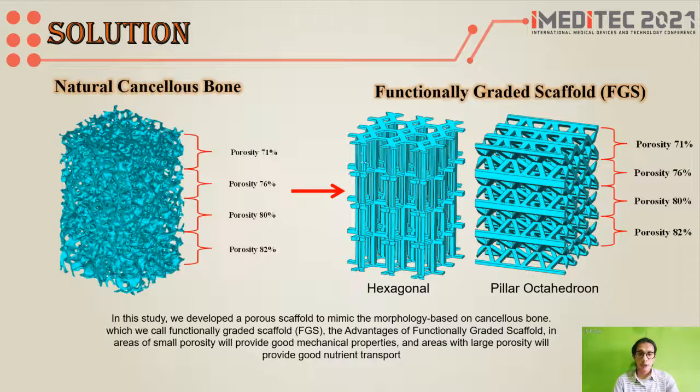As a solution in the study, we developed a porous scaffold to mimic the morphology of cancellous bone, which we call functionally graded scaffold or FGS. The advantage of functionally graded scaffold: an area of small porosity will provide good mechanical property, and an area with large porosity will provide good nutrient transport.